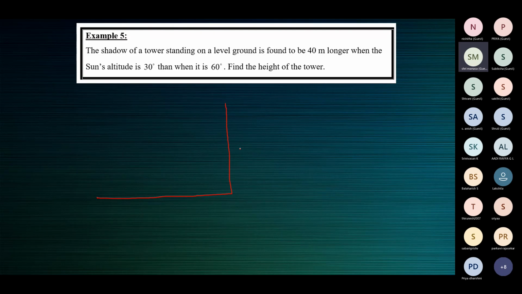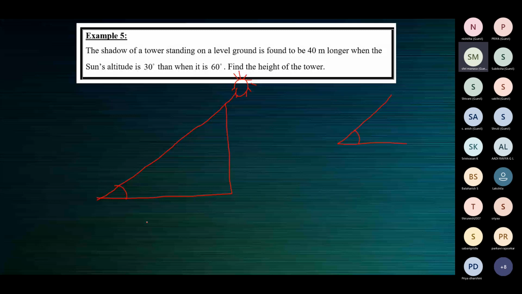What is the sun's altitude? The sun's altitude is the angle between the sun's rays and the earth. You can just make a note in your book, sun's altitude. The rays of the sun reach the earth at some inclination. That angle between the rays of the sun and the earth is the sun's altitude. Write down sun's altitude, hyphen.